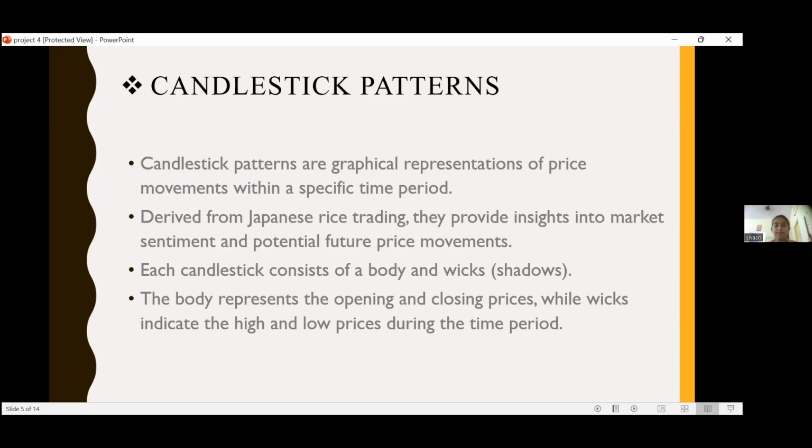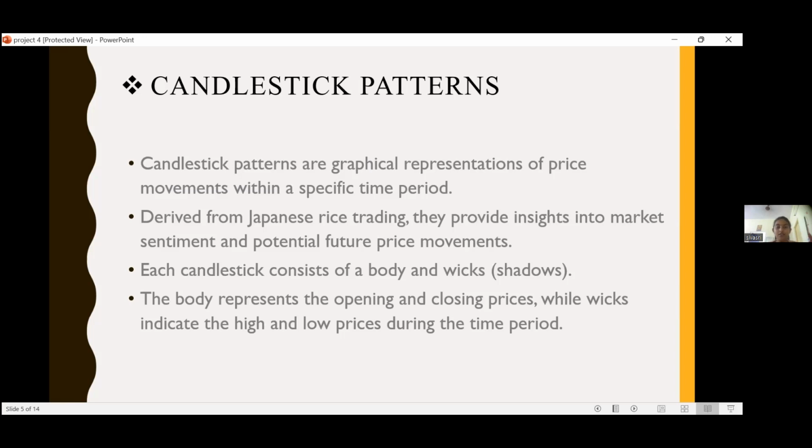Traders use them to identify entry and exit points, confirm trends, and manage risk. Patterns can indicate price reversals, trending continuations, or periods of consolidation. Candlestick patterns reveal the psychological struggle between buyers and sellers.